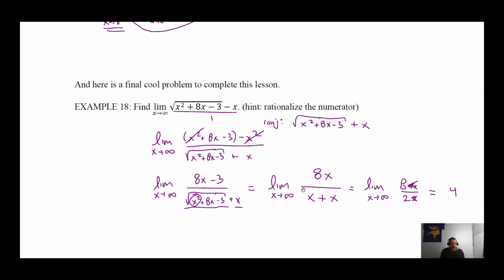And remember, if you do the Houston way, I do have to go back and do that little bit of analysis here. And notice that as x goes to positive infinity, my numerator, 8x, will be positive. And the bottom is a radical, which is positive, plus even more positive. So we get positive over positive. And the final result is indeed a positive 4.